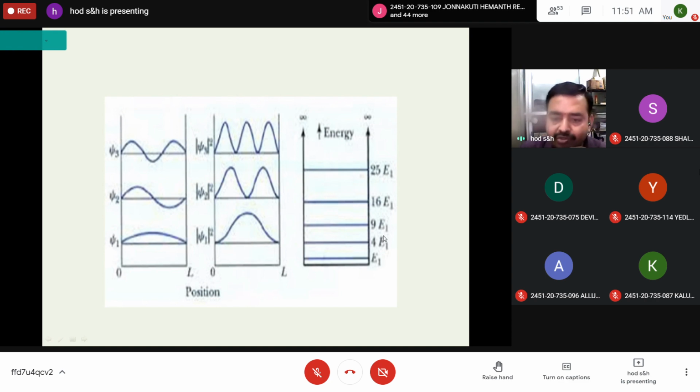So the energy also, what I have explained previously, energy is E1, 4E1, 9E1, 16E1, 25E1 like that. The energy will be changing discontinuously, showing the quantum nature of the particle. So this is the graphical representation of the wave function as well as the energy of the particle in one dimensional box. You should draw this diagram also in the exam.